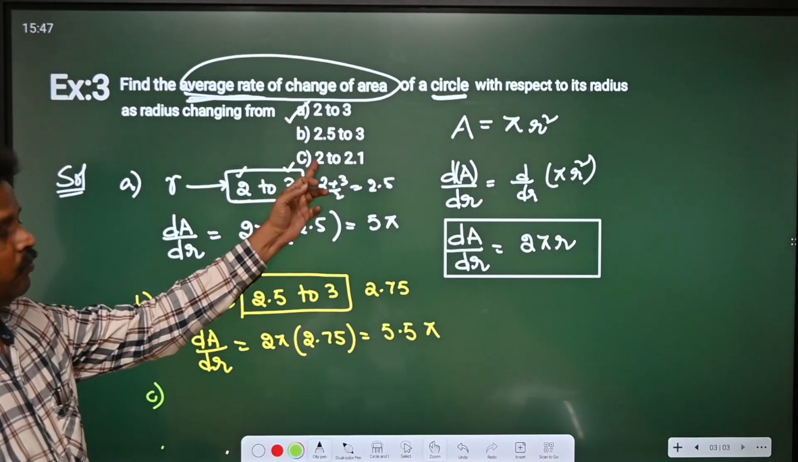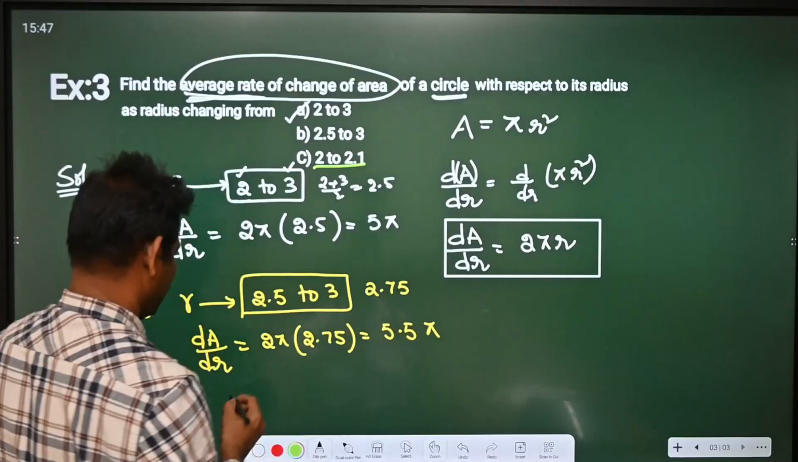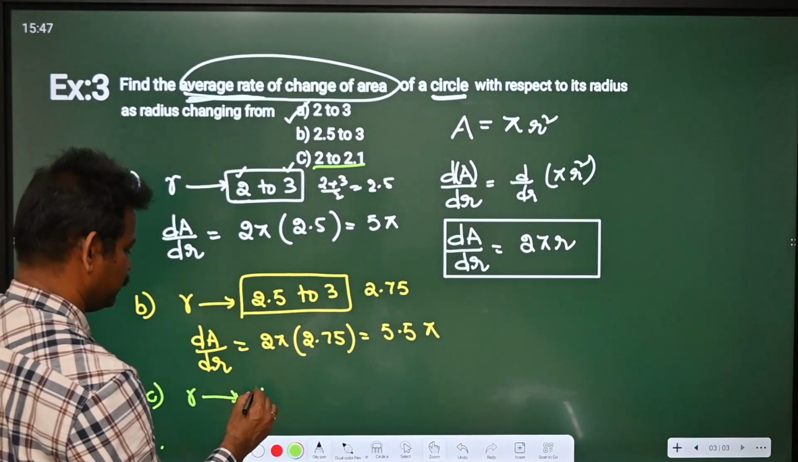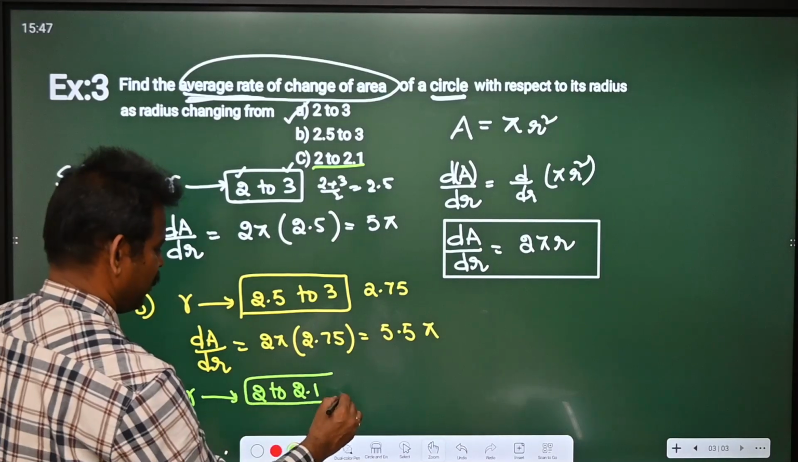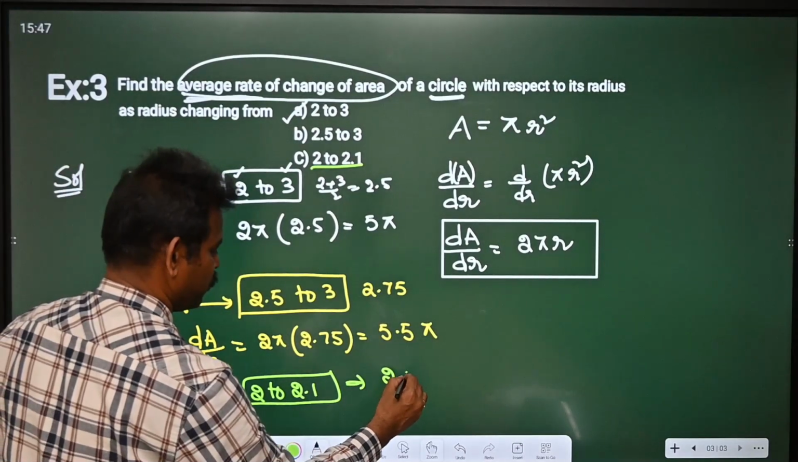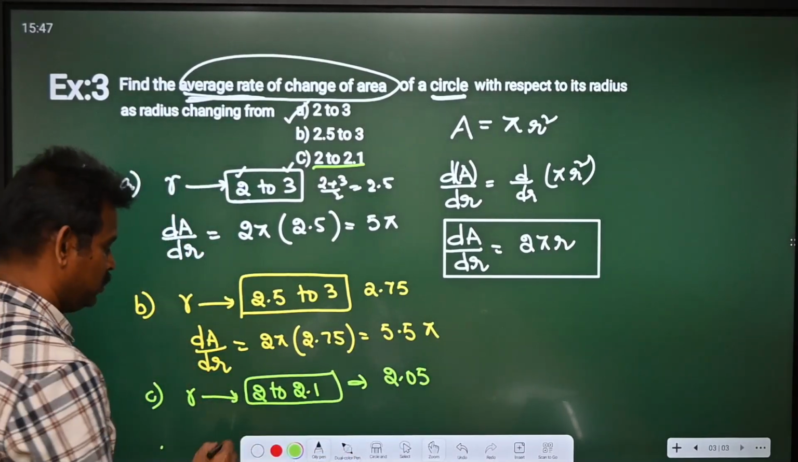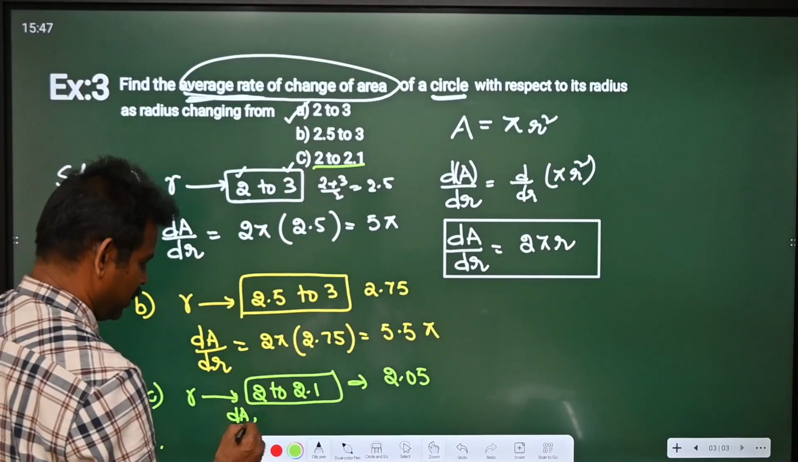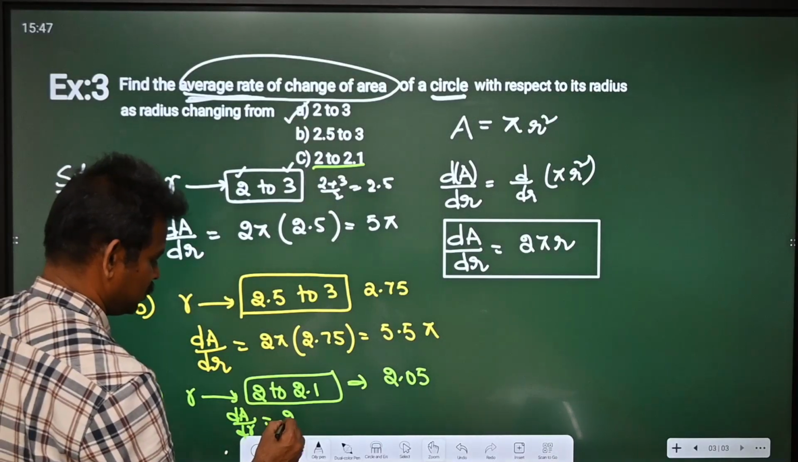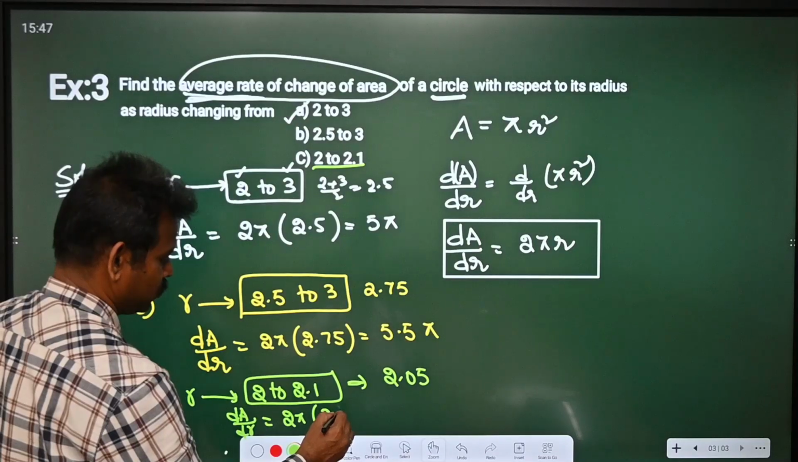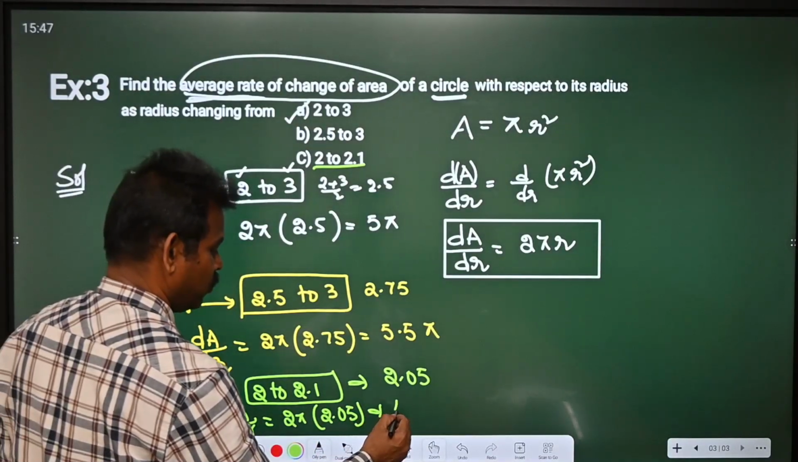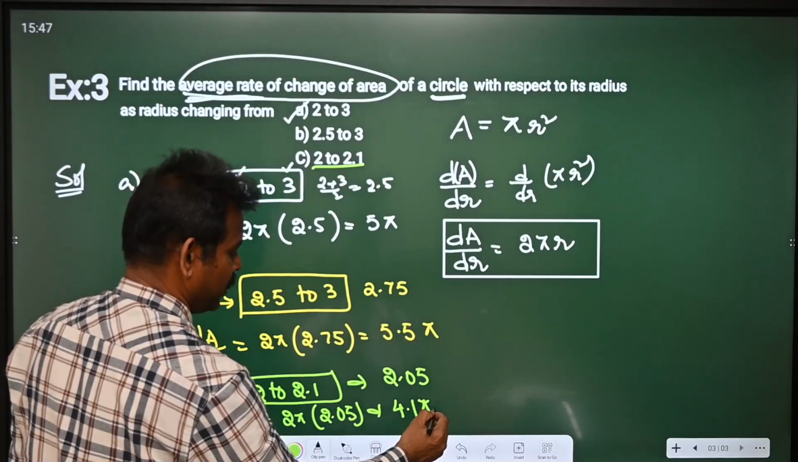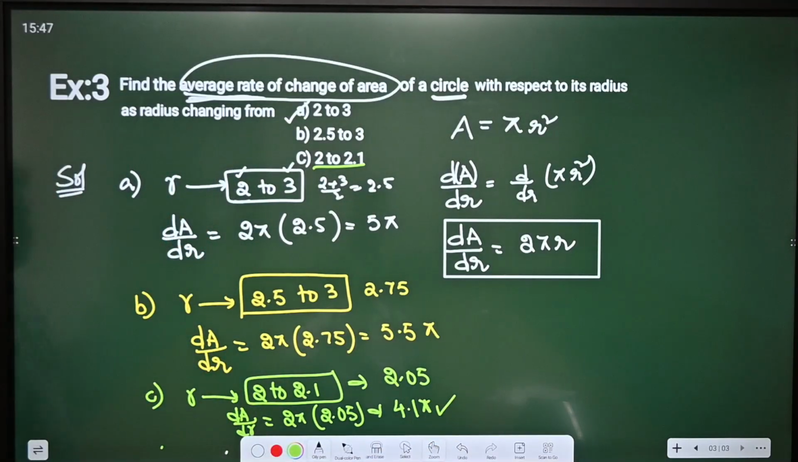Third one. When the radius changes from 2 to 2.1, the average value of this one is 2.05. Then dA by dr can be written as 2 pi into 2.05. If you multiply this, 4.1 pi is the answer for this one.